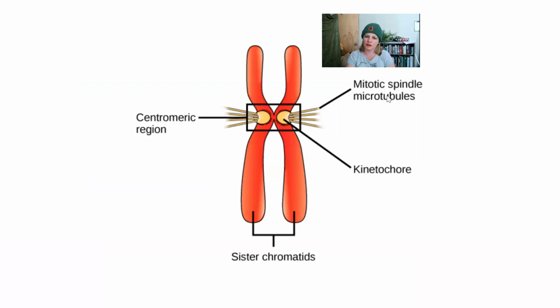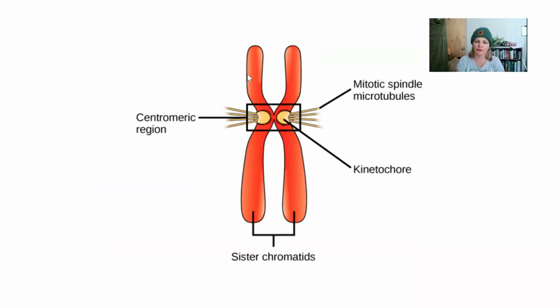So again, let's just talk about this. So we have one chromosome here made up of two sister chromatids held together by the centromere. The kinetochore, I think is how you say it, but don't quote me on that. That's going to be proteins that attach to the centromeres that allow the spindle microtubules to attach so that they can pull those two sister chromatids apart.